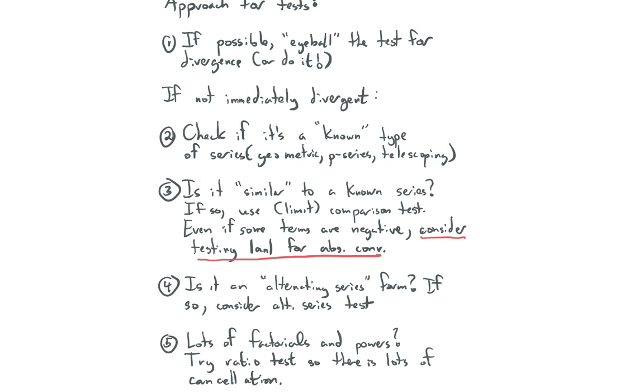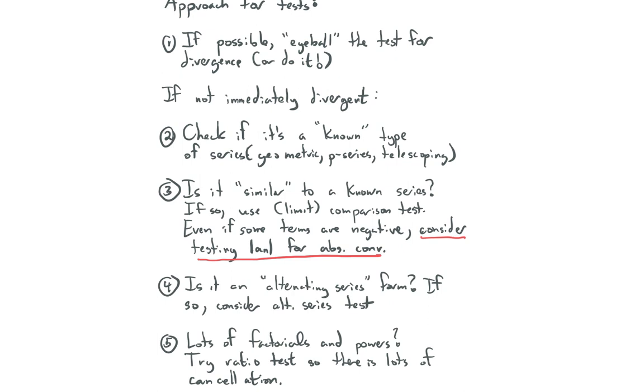Then, well, maybe it's an alternating series. If it's an alternating series, see if you can do the alternating series test easily. If so, you're good to go. The next thing, does it have lots of things that could cancel, like factorials or powers? If so, try the ratio test. Lots of cancellation will happen, and it might be an easy thing to do.